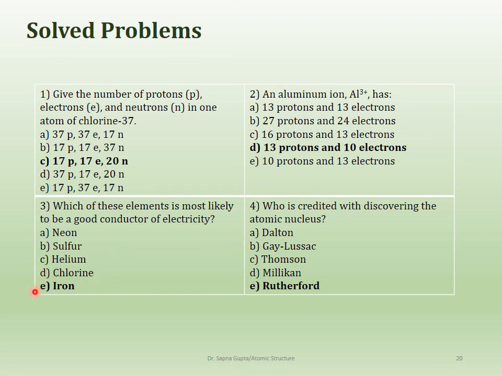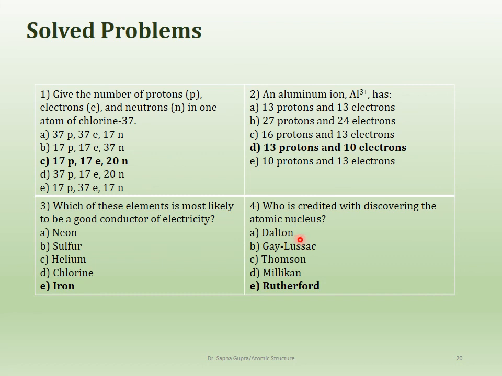Iron is a transition metal. As soon as you have a metal, you have a good conductor of electricity. It's as simple as that. So you have to know iron and the symbol of iron, otherwise you will not be able to find it in the periodic table. Last question, who is credited with discovering the atomic nucleus?